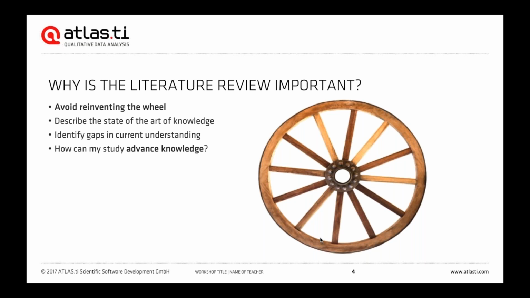And so with the literature review, you can see what is currently known about this topic, and in doing so, you can describe the state of the art of the knowledge. So all of the knowledge that we currently have related to our specific topic. And by doing so, you can also identify the gaps in current understanding. So what don't we know about this current topic? And so by identifying a gap in the literature, you can answer the question of how can my study advance knowledge to contribute something new or original or from a different perspective or approach. And so this is why the literature review is so important, because it can help situate our own study and make sure that we're contributing something new and advancing knowledge.